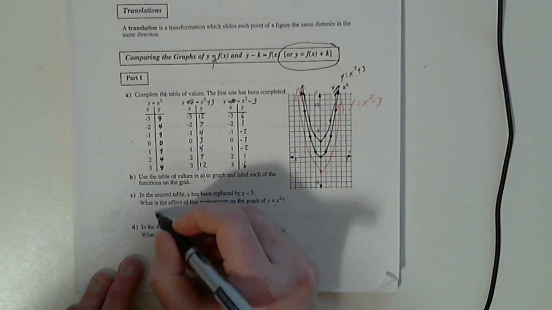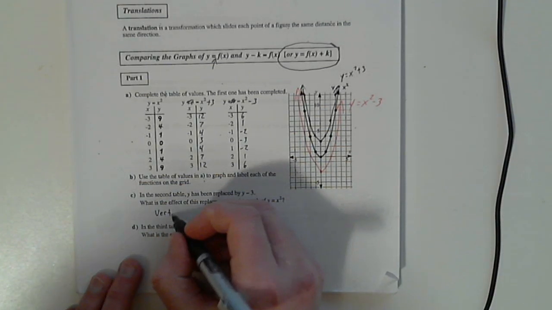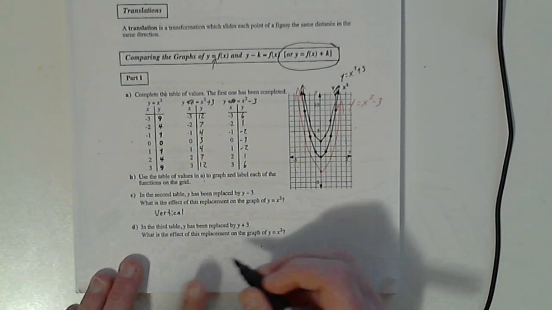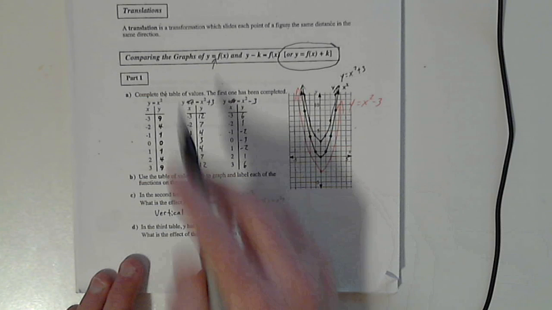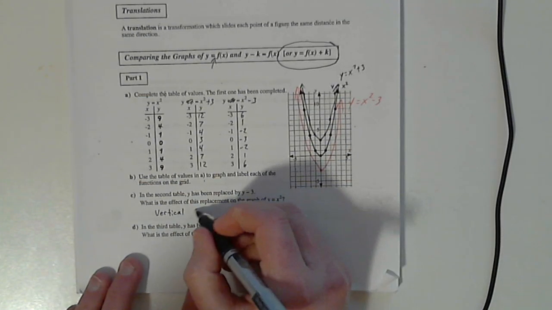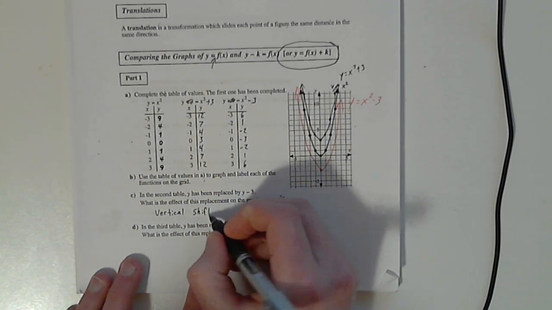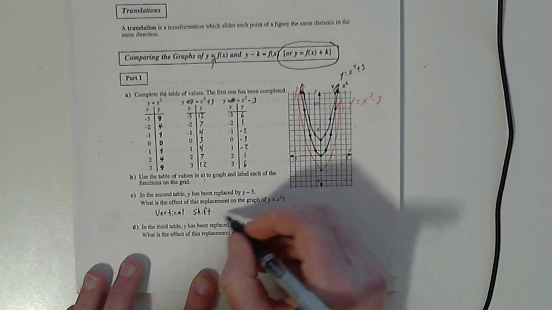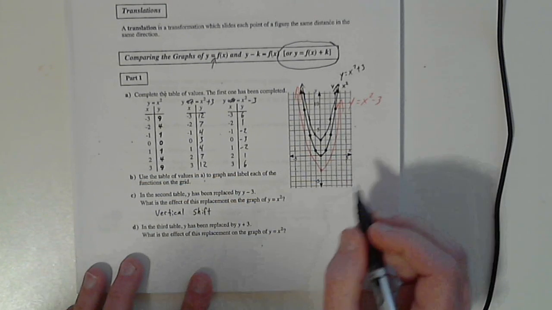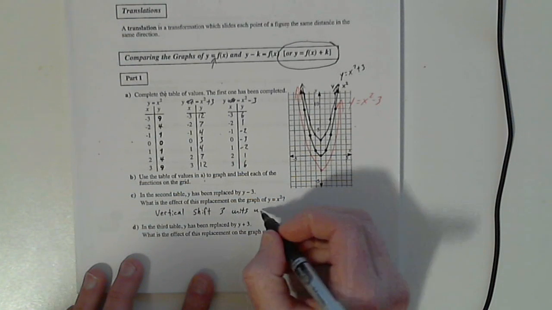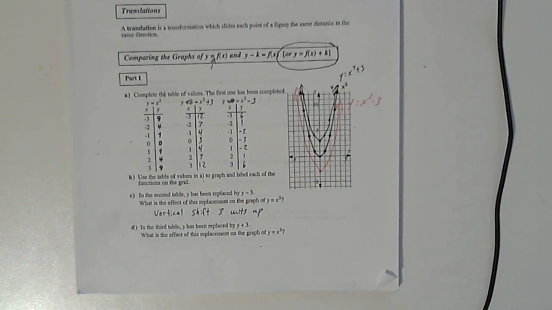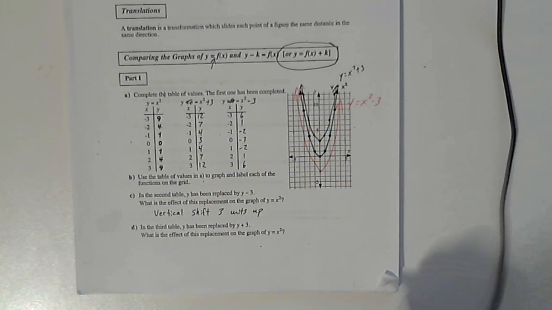This is a vertical translation or shift. Either word is just fine. I use translation up there. I'm just going to use shift because it's a bit faster. Usually we eventually change that. 3 units up. A vertical shift or a vertical translation, 3 units up. That means all of them are just sliding straight up.